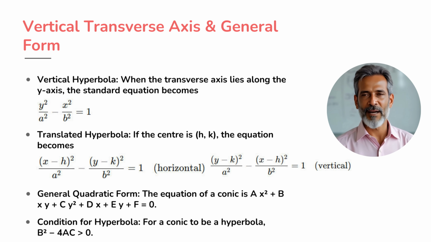In general, any conic section can be represented as ax squared plus bxy plus cy squared plus dx plus ey plus f equals 0. And here's a neat trick. For a conic to be a hyperbola, the discriminant must satisfy b squared minus 4ac greater than 0. That's your ID check for a hyperbola. Think of it like this. If b squared minus 4ac is positive, the conic says, yep, I'm a hyperbola.